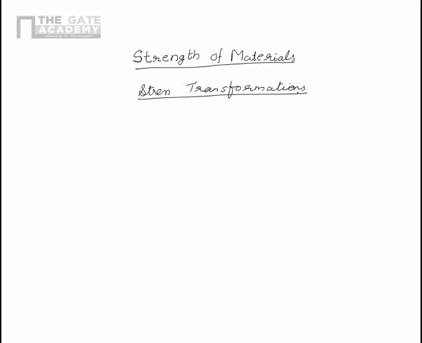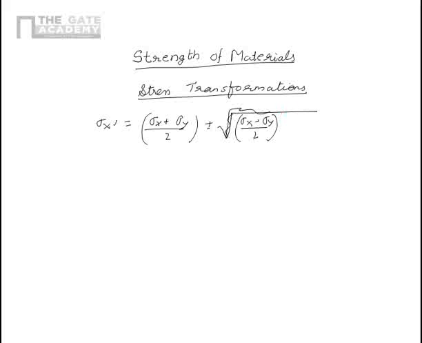We have seen how to write the transformation equations for stress. So I just recall the equations. Sigma x dash, for example, the transformed stress, is given by sigma x plus sigma y by 2 plus cos 2 theta, sorry, not this, plus sigma x minus sigma y by 2 cos 2 theta plus tau xy sin 2 theta.